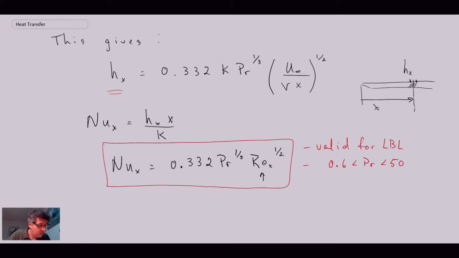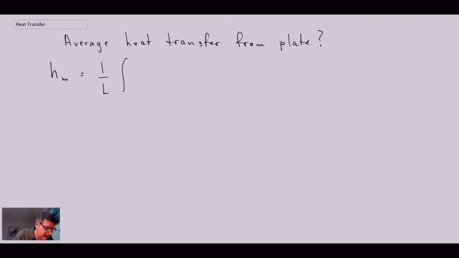plate. Typically in engineering calculations, we're usually interested in average heat transfer from a surface. So let's take a look at how to compute the average heat transfer from the plate. If we're looking for that, we can evaluate it using an integral, plugging in the value that we have for the convective heat transfer coefficient.